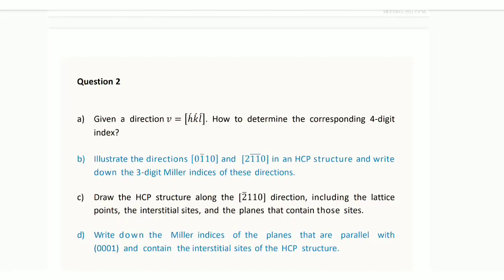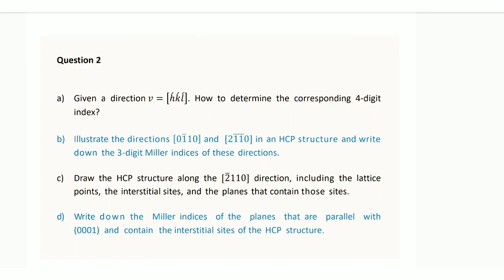In some books, they are denoted by u', v', and w' for the three-index system, and for the corresponding Miller-Bravais indices, the four-digit index, they are represented by u, v, t, w. So it's completely up to you what kind of notation you use: primed for the Miller indices and unprimed for the Miller-Bravais indices.